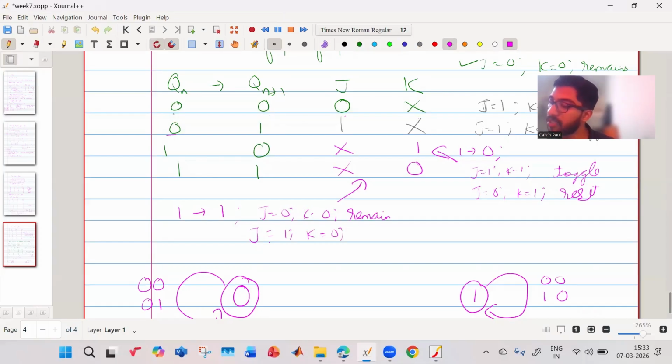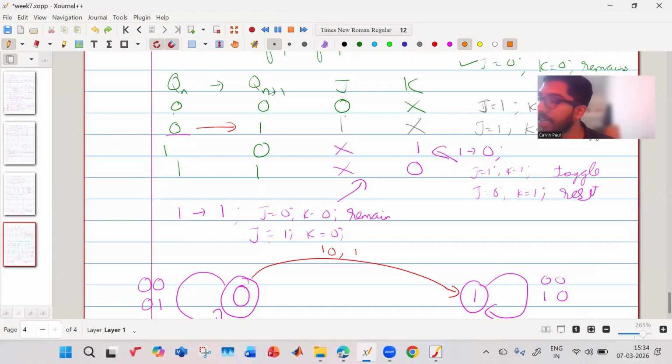Next, I am at 0 and I want to go to 1. That means I'm going like this. So what could be possible in this case? My J could be 1, K could be 0, or J could be 1 and K could be 1. This is a condition.